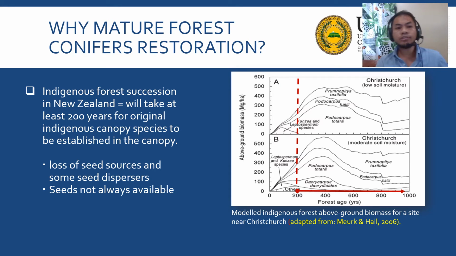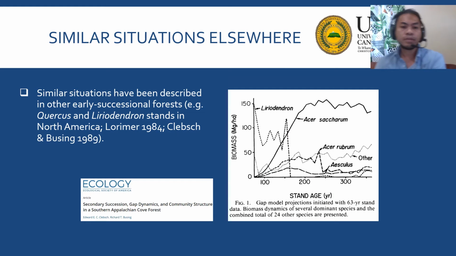In New Zealand, indigenous forest succession was projected to take at least 200 years for original indigenous canopy species to be established in the canopy. The reasons include the loss of seed sources and some seed dispersers, and in many instances, seeds are not always available. Similar situations have been described in other early successional forests elsewhere. One of these is the Liriodendron stands in North America, which was projected to persist for at least 100 years before other species can establish in the canopy.